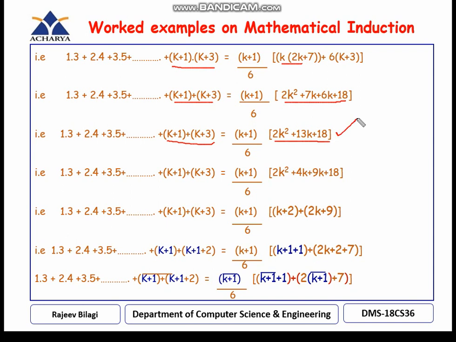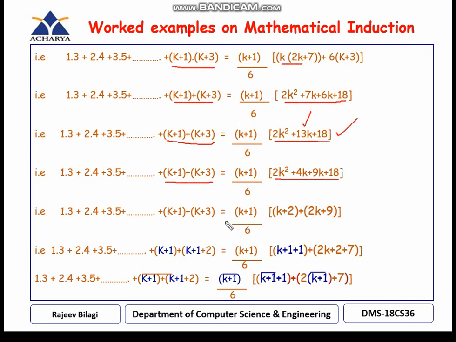Now you factorize this. So what you will get is, still this is k plus 1, k plus 3. So k plus 1 divided by 6, 2k square plus 4k plus 9k plus 18. That is, if you add it should be 13, and if you multiply 18 into 2 that should be 36. So you will get 4k and 9k.